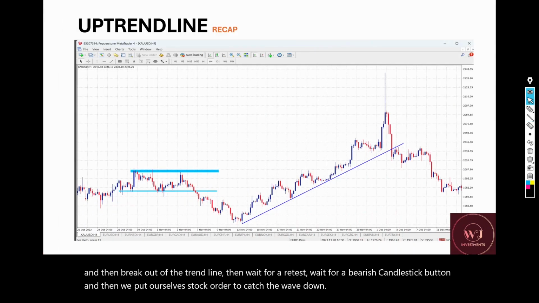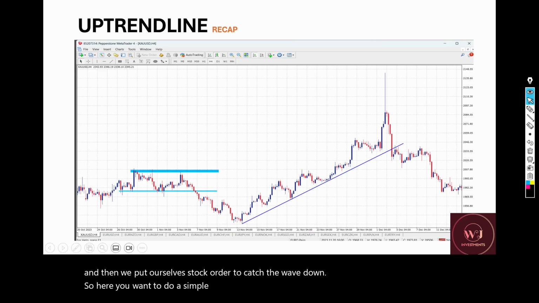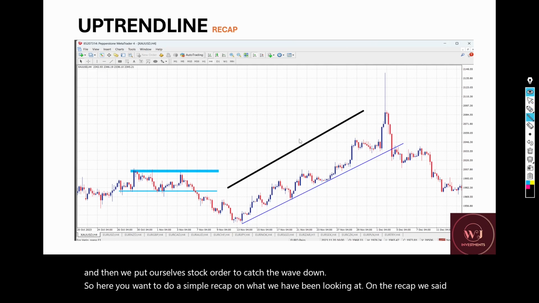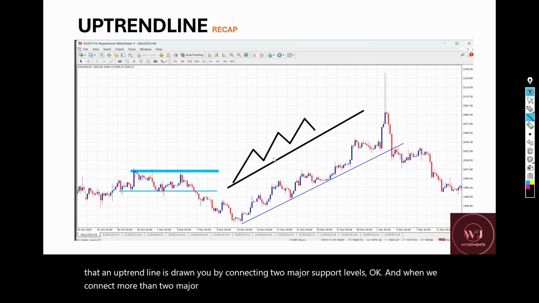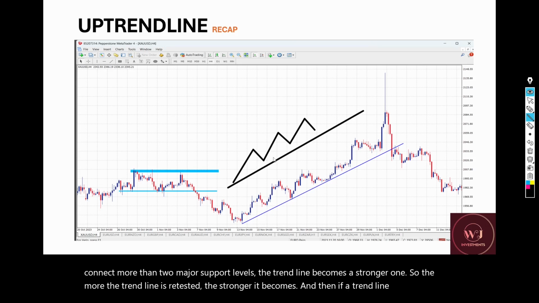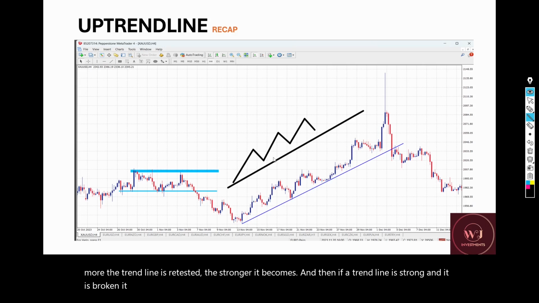So here we want to do a simple recap of what we have been looking at. On recap, we said that an uptrend line is drawn by connecting two major support levels. When we connect more than two major support levels, the trend line becomes a stronger one. The more the trend line is retested, the stronger it becomes. And if a strong trend line is broken, it initiates a big bearish movement.